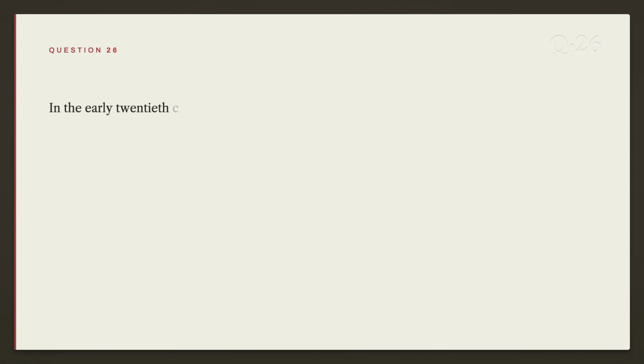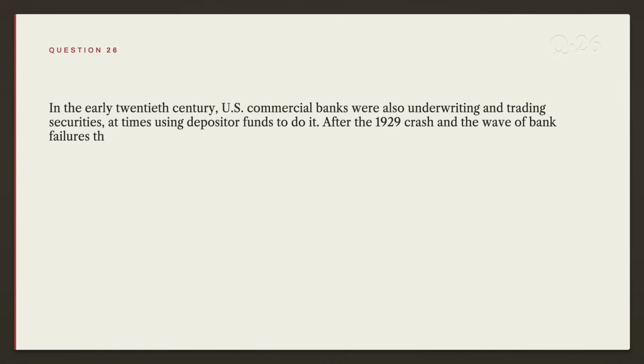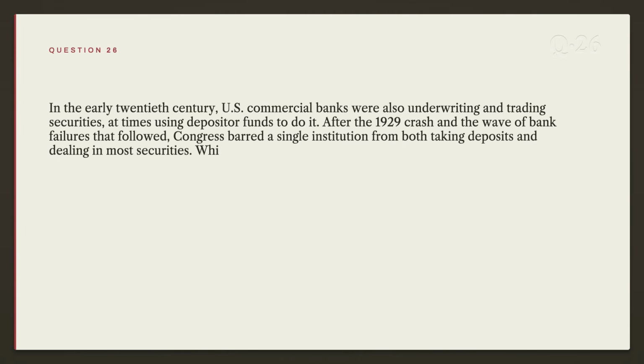Question 26. In the early 20th century US, commercial banks were also underwriting and trading securities, at times using depositor funds to do it. After the 1929 crash and the wave of bank failures that followed, Congress barred a single institution from both taking deposits and dealing in most securities. Which law accomplished this?